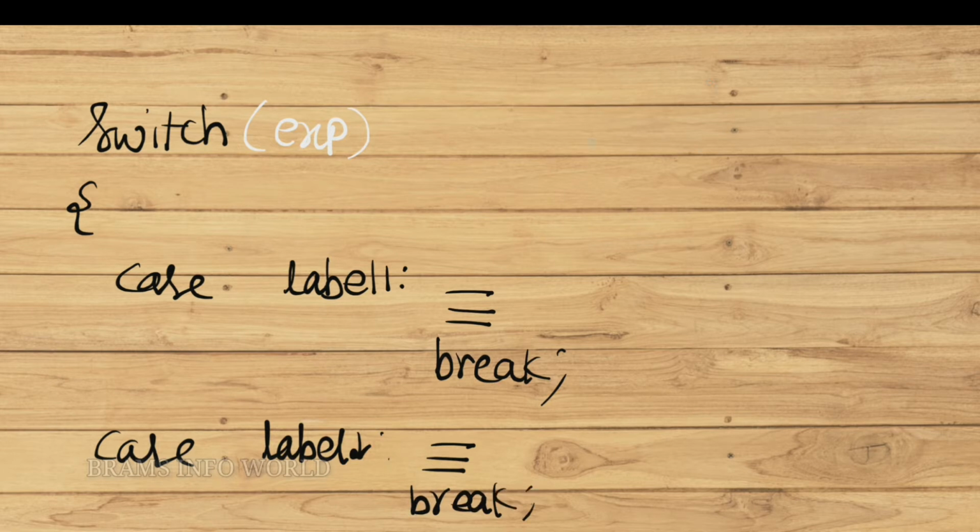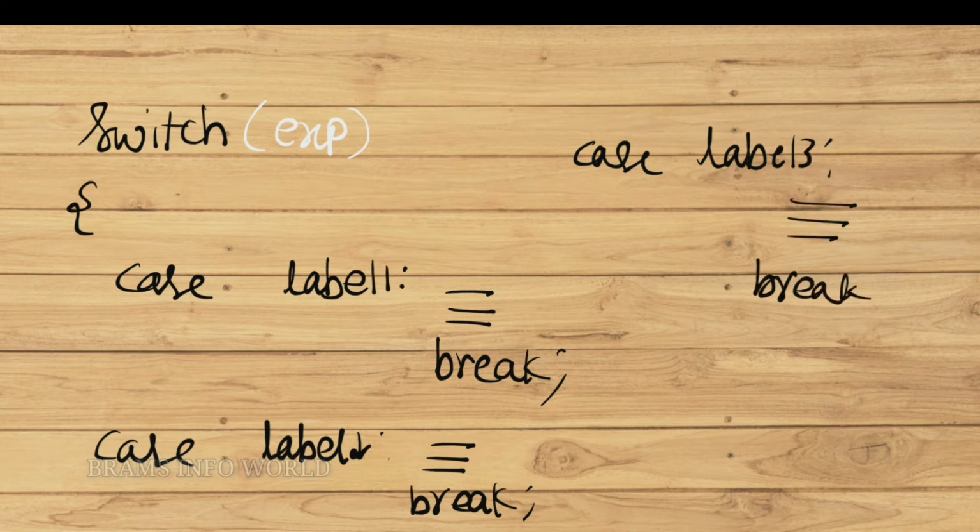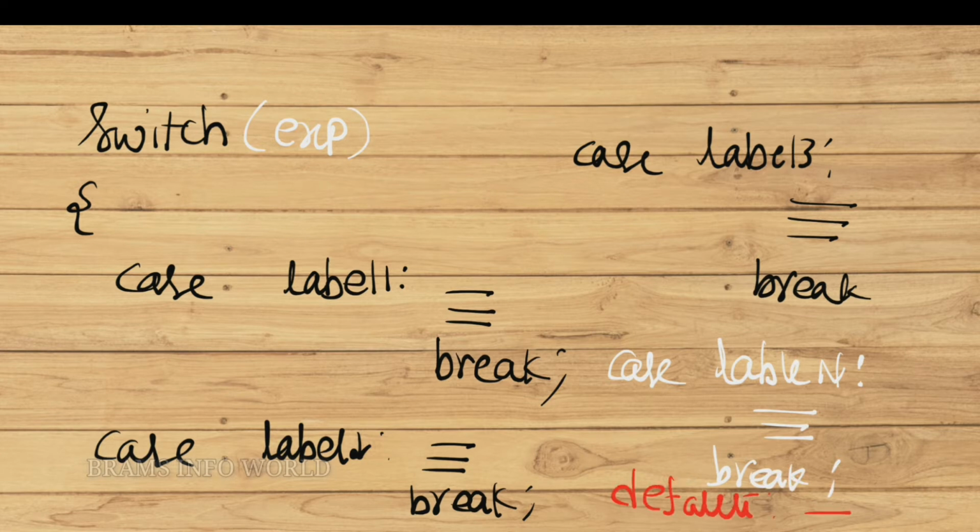Case followed by label 3, a number of statements, break, and case followed by label n, a number of statements, and break is optional. And finally the wrong-case statement is defined as default. So this is the basic syntax of the switch case statement.